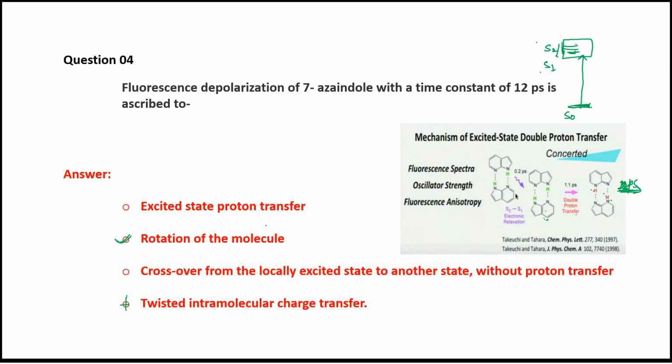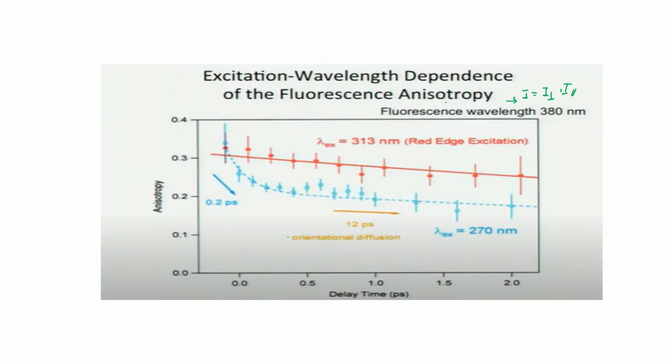This is not a case of twisted intramolecular charge transfer. And this option is also wrong, because it describes the crossover from the locally excited state to another state without proton transfer. So basically in this step, the proton transfer has already happened. So this is also not the right option, and excited state proton transfer is also not happening in this state. So the answer for the fluorescence depolarization of 7-aza-indole with the time constant of 12 picoseconds is due to orientational diffusion, or say the rotation of the molecule.